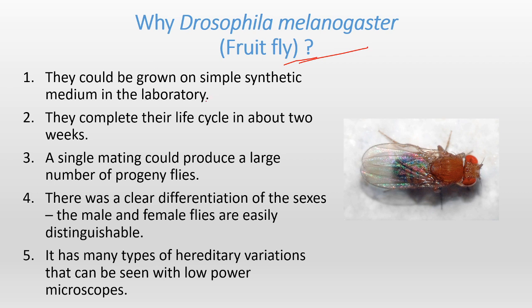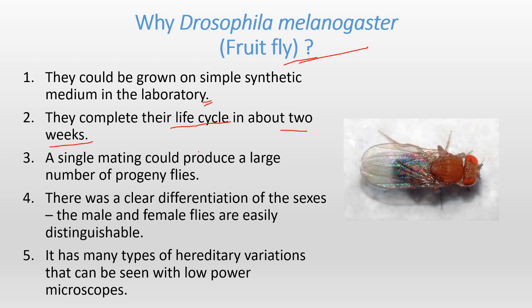One of the primary reasons is that these fruit flies could be grown on simple synthetic medium in the laboratory. There is no extensive preparation, no complex method of growing them. Second, just like Mendel's pea plant, this fruit fly could complete its life cycle in a short period of time, only about 2 weeks. If the life cycle is short, the studies that can be done generation after generation are going to be much faster.